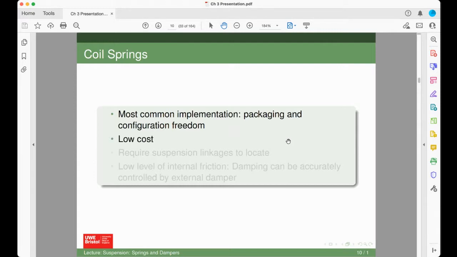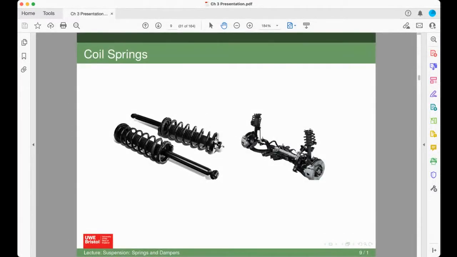Because they're the most common, they're low cost, relatively straightforward to manufacture, and because they're on every car, you've got economies of scale, so they don't cost that much in the grand scheme of things. But what they can't do is locate an axle or a wheel. If you look at the spring, it's very much about the deflection of the spring up and down in one direction. So you can't use the spring to actually locate an axle or a wheel.